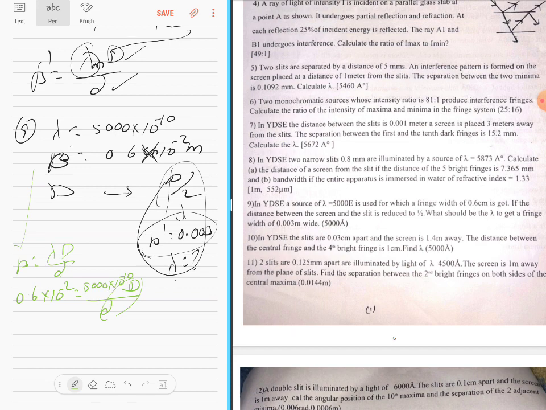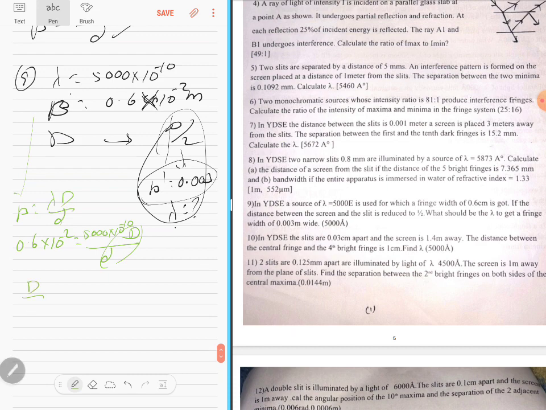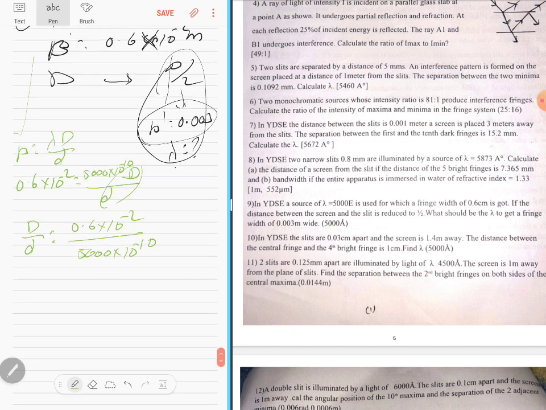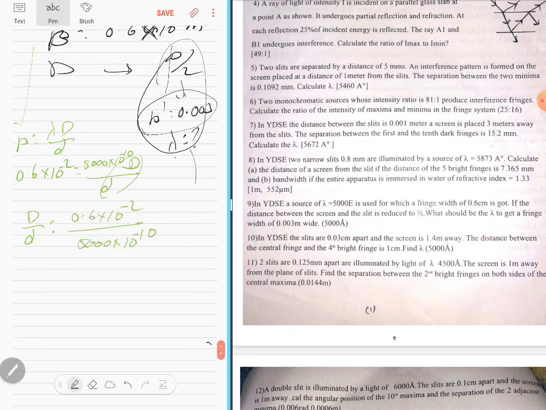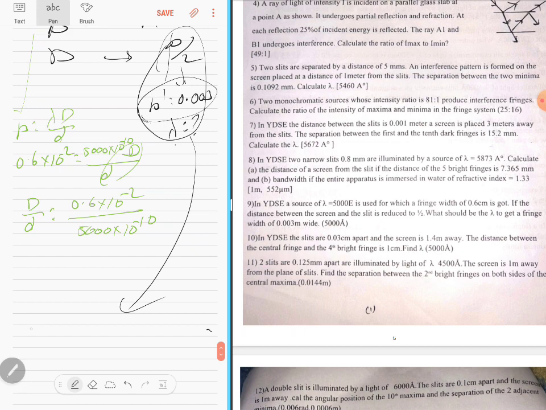Okay, so with this you find capital D by small d, which is 0.6 into 10 to the power minus 2 by 5000 into 10 to the power minus 10. You calculate this value and keep it. Now take the second case where beta dash, which is 0.003, is equal to lambda dash, which you don't know, into capital D by small d. You know capital D by small d's value, so you can plug it in here, and hence you can find lambda dash, the new wavelength.